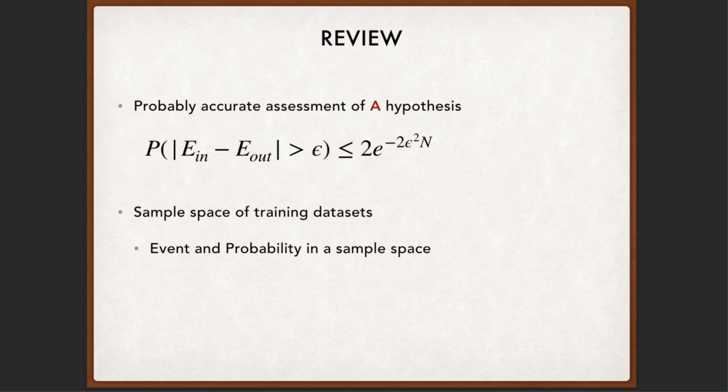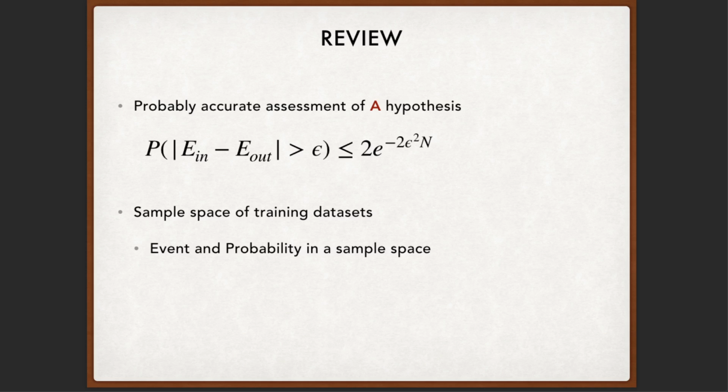So far, we have established the risk of having a high discrepancy when evaluating a hypothesis on a training data set of a certain size, and its generalization error. And we have also discussed some basic probability theory, considering the sample space, what the event in question is, and its link to the probability.